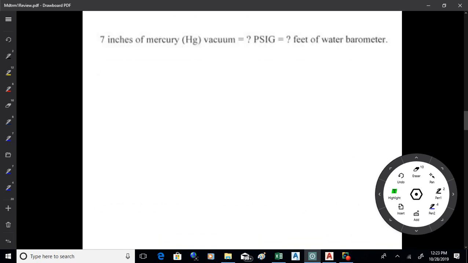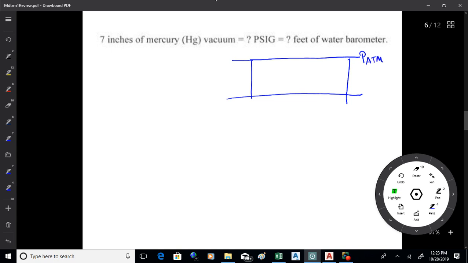Okay, the next one there, that's measuring a vacuum. So what we want to do then is use that chart, okay? This is on your formula sheet, so remember that. The top of the chart is atmospheric pressure, because that's what we're used to dealing with. The bottom of the chart is what I would call a total vacuum, kind of like outer space. No pressure at all. Okay, we got 7 inches of mercury vacuum.